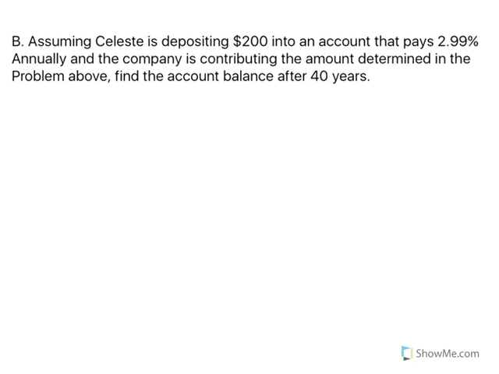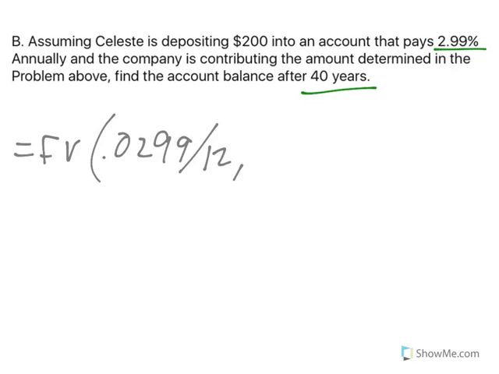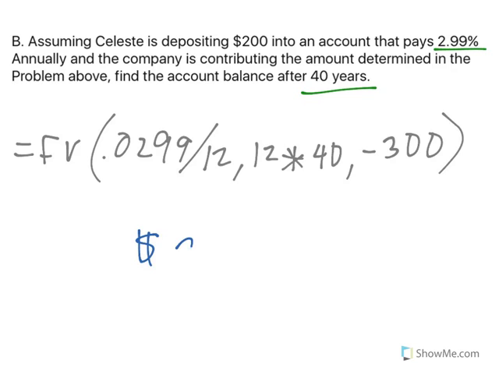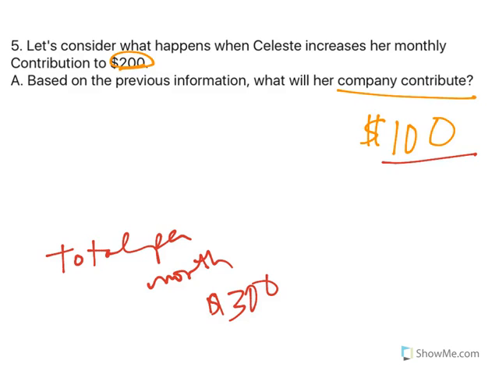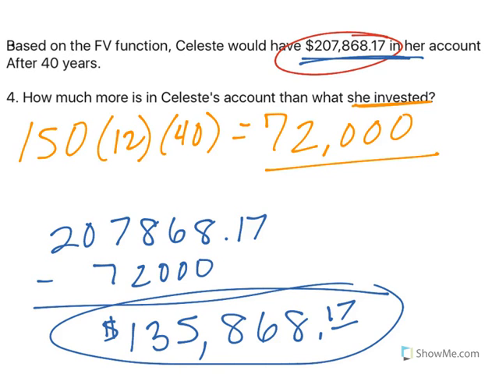So, assuming she's depositing $200 in the account and the company is doing $100, still at 2.99%, how much will be in there after 40 years? Well, we're looking for the future value at 0.0299, divide that by 12. Then we have 12 months in a year for 40 years, and we had already just said $300 a month because the company and Celeste together. So when you type that into Excel exactly like you see it, Excel is going to spit out at you $277,157.56.